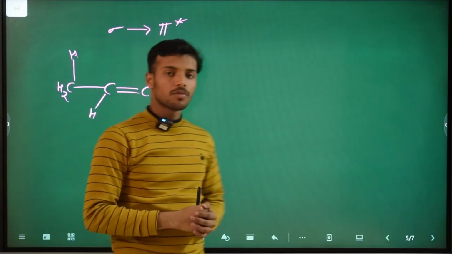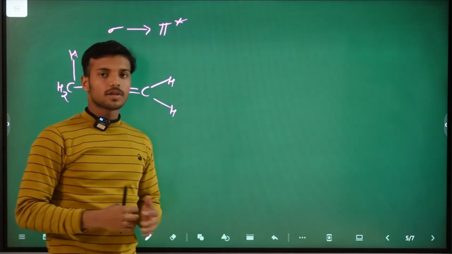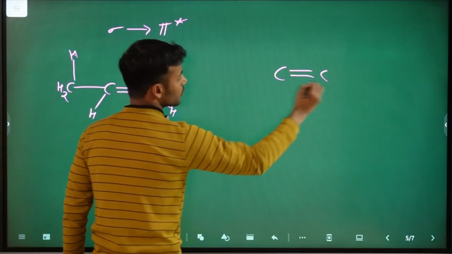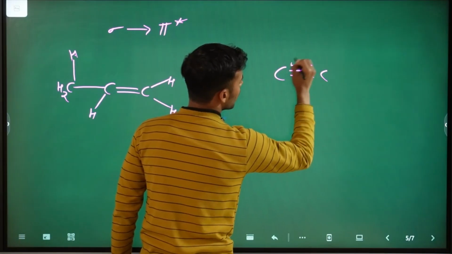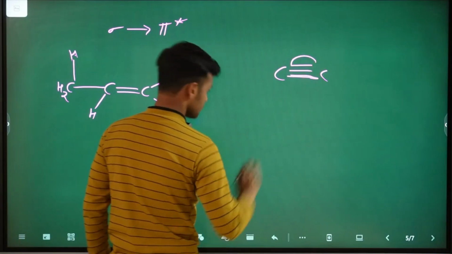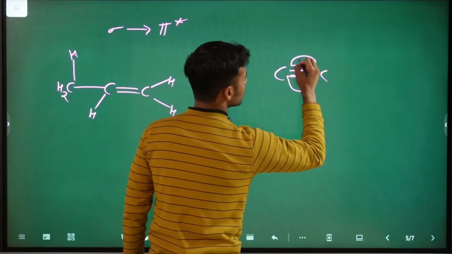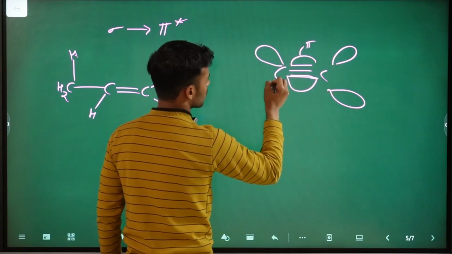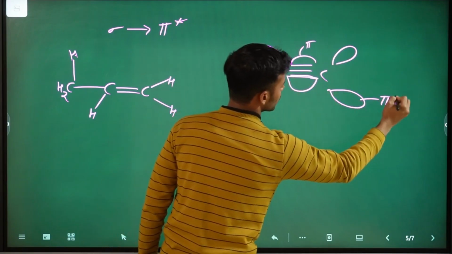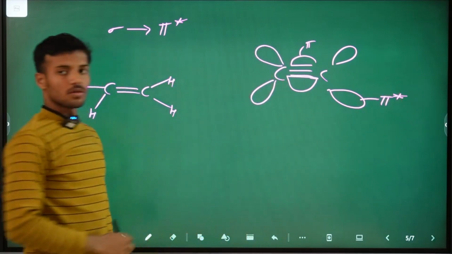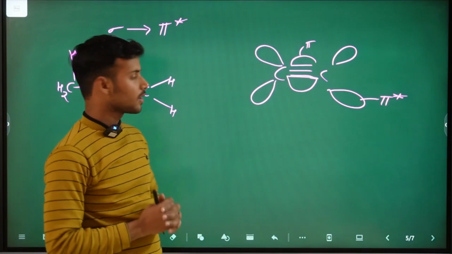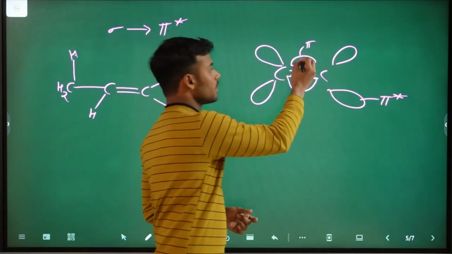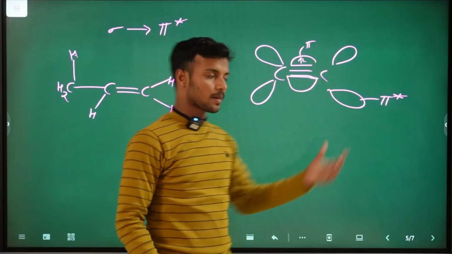Whenever a pi bond forms, a pi star molecular orbital also forms. So C double bond C has one sigma bond and pi electron density. This is pi, this is empty pi star. So whenever pi bond formation takes place, two molecular orbitals form along with it. One is pi, which is filled, and pi star, which is empty.